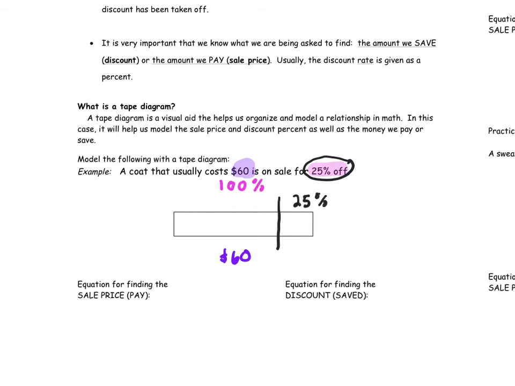This is representing 25%. Now, the other side, if I had 100% and I took off 25%, then I would have 75%. So that must mean this part of the bar is 75%. And the 25% is how much I'm going to save. So this is my save part. The 25% is what I'm going to save. And the 75% is what I'm going to pay.